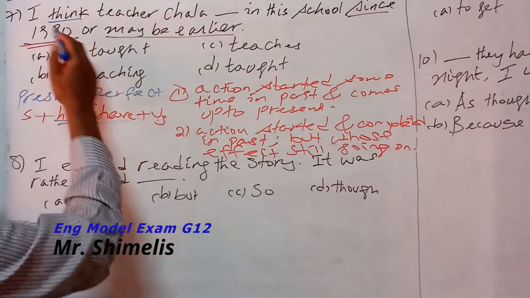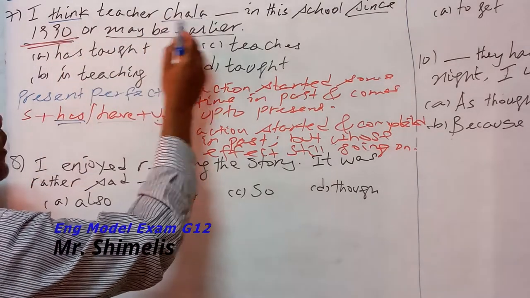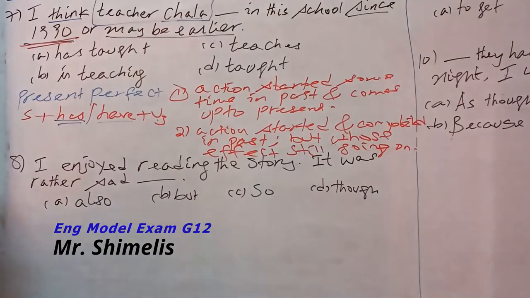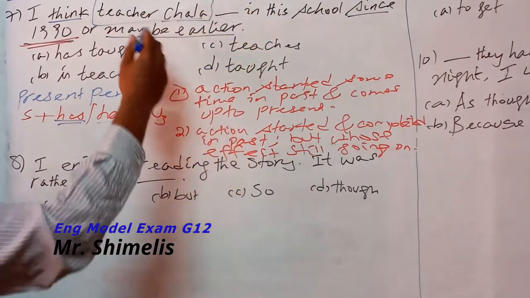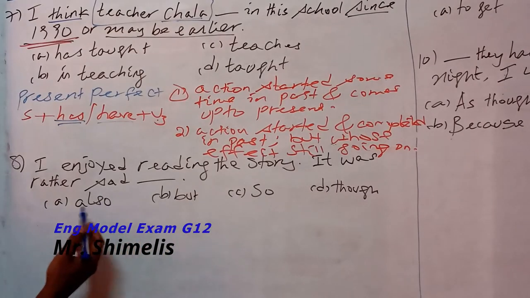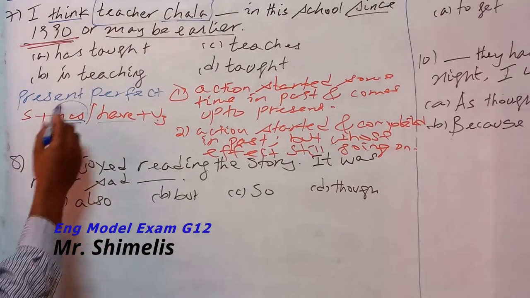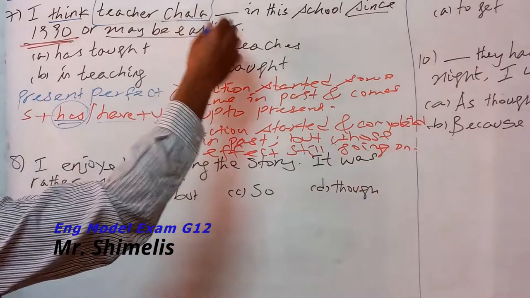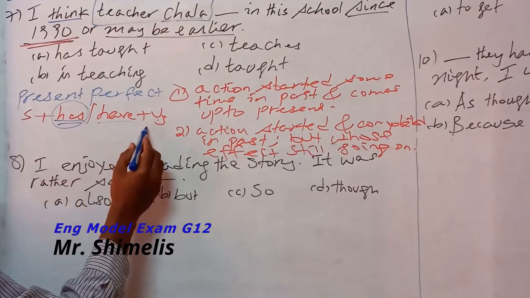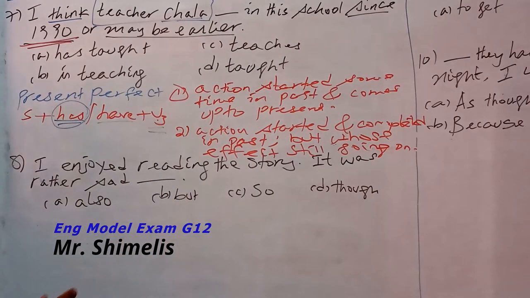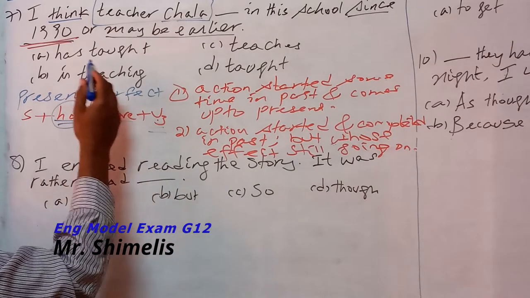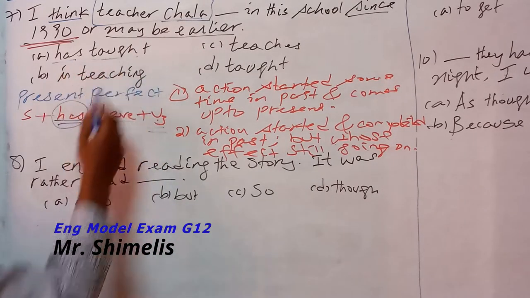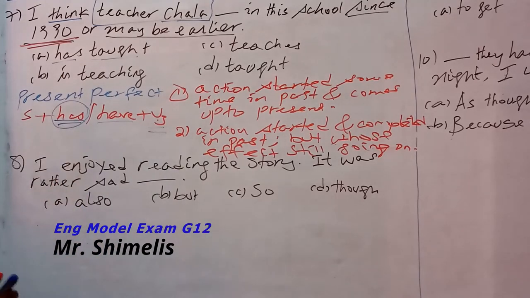Now as you can see, "I think teacher Jala", Jala is our subject for the missing verb here. So it is third person singular. So the auxiliary verb that we prefer should be has. And the main verb has to be changed to the past participle, the third form of the verb. Teach is taught. So has taught is our answer. Okay, has taught is our answer.